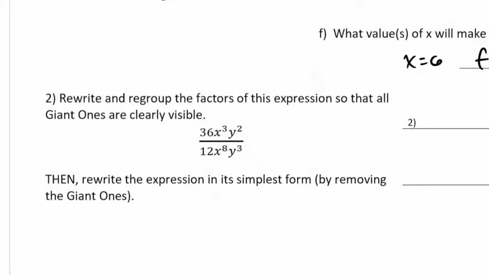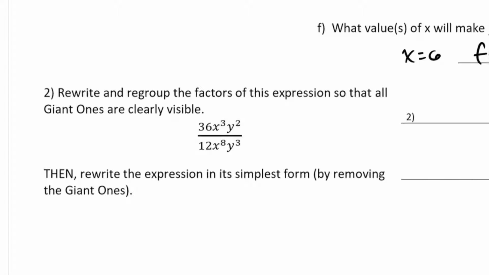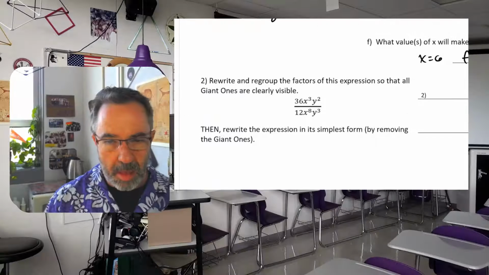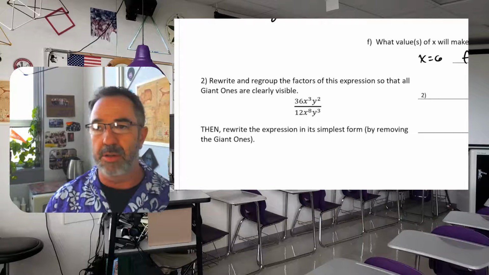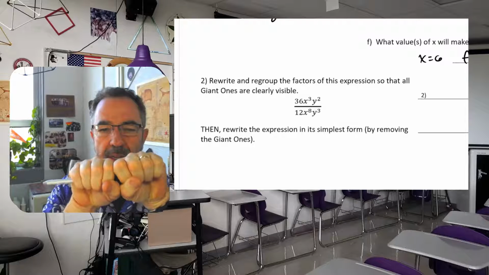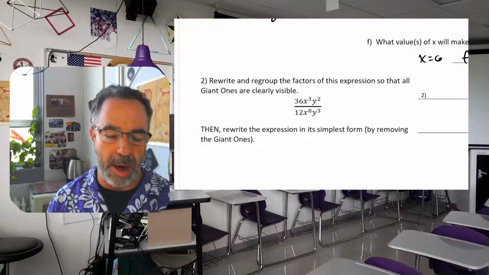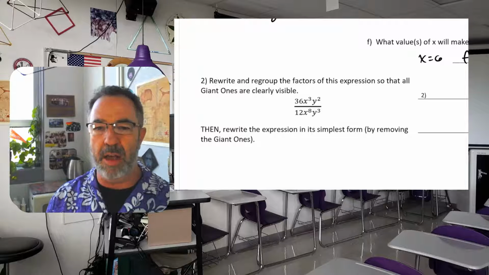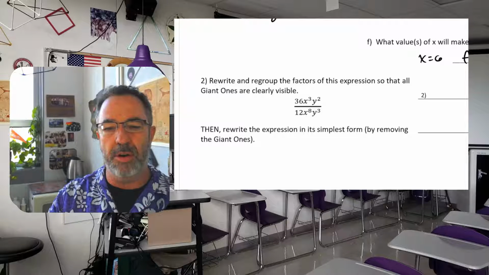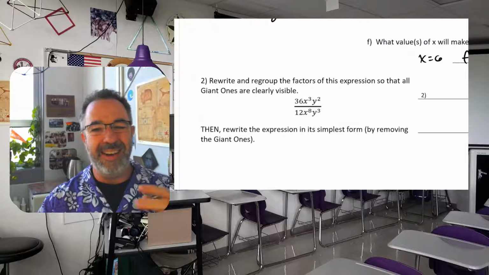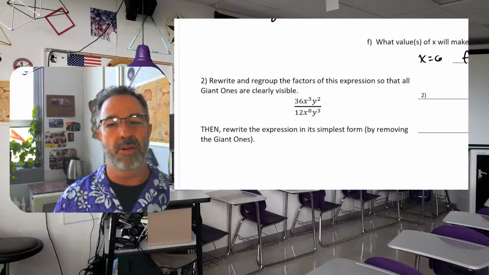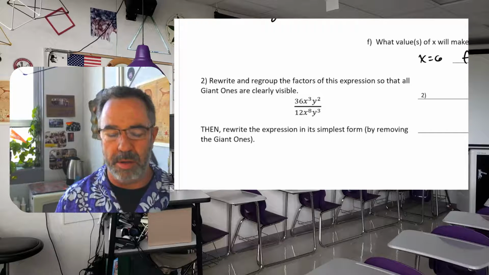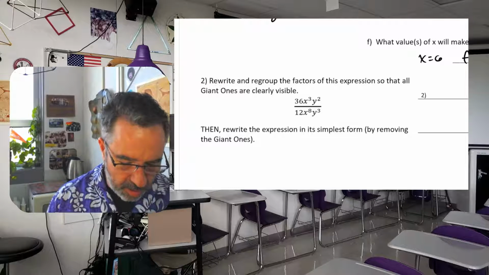Next, rewrite and regroup the factors of the expression so that all giant ones are clearly visible. So I do want to point out there's a big difference between factors and terms, right? Factors are those things that are multiplied together to produce a product. And some of us are looking at this 36 and we're saying, oh, I can break this down into 2 different terms. The problem is we can't cancel common terms. It's not a thing. It doesn't work. The arithmetic doesn't work. So we need to factor this.